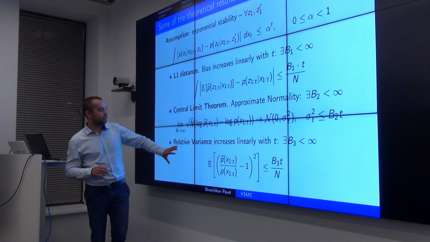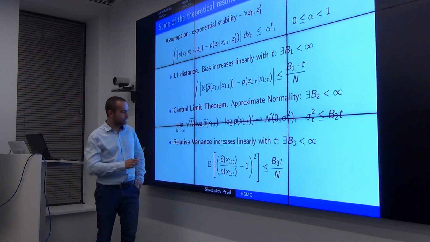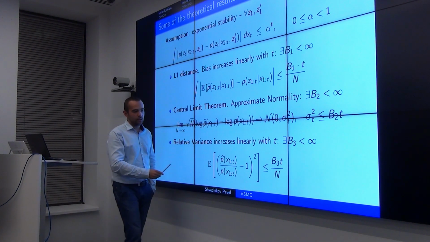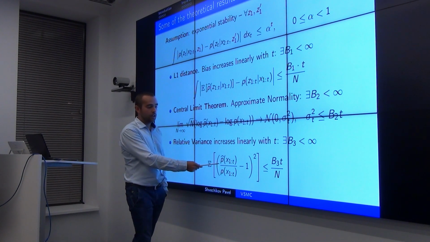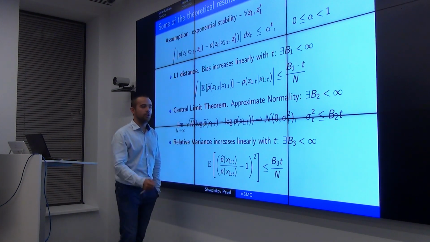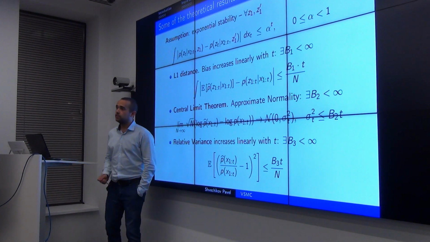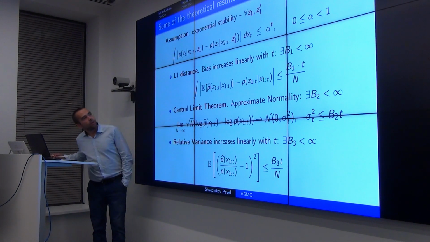And also the third result I would want to talk about is the relative variance. The square of the relative variance of your estimate is also bounded linearly with the time horizon. And again, this is a great thing. This is a very great thing.